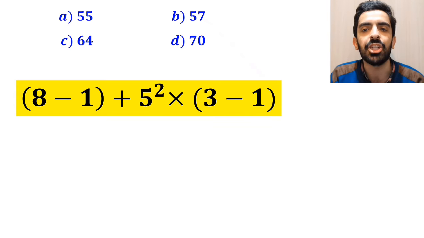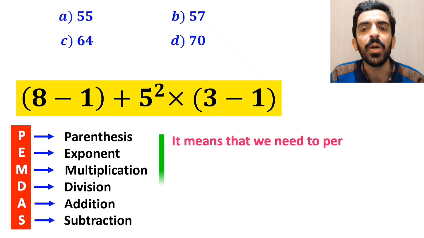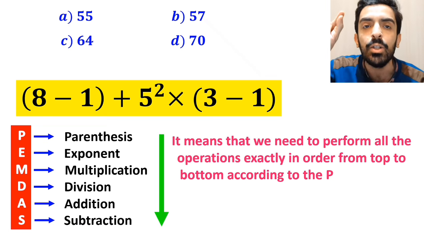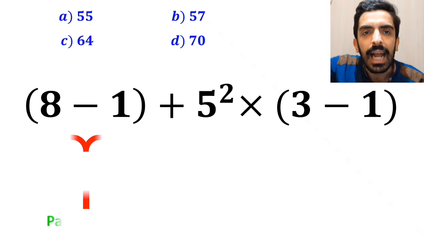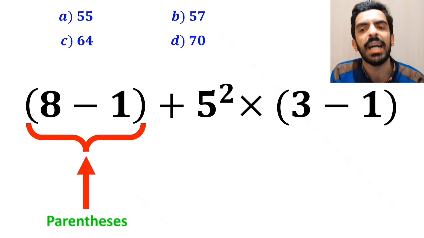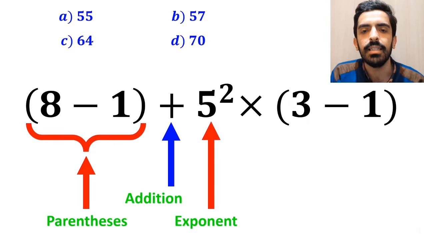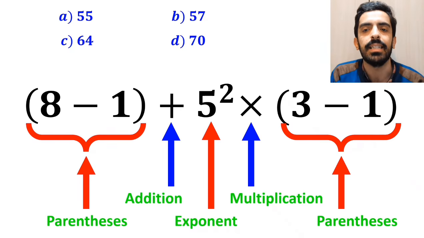To solve this question, we must follow the PEMDAS rule. It means that we need to perform all the operations exactly in order from top to bottom according to the PEMDAS rule. Alright, as you can see in the image, in this expression, first we have parentheses, then an addition sign, followed by an exponent, then a multiplication, and finally another parenthesis.